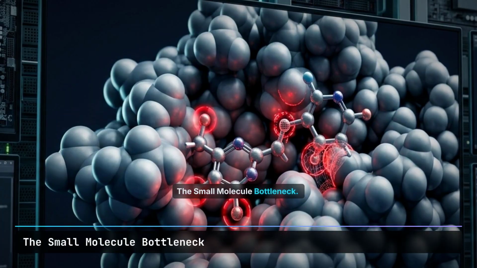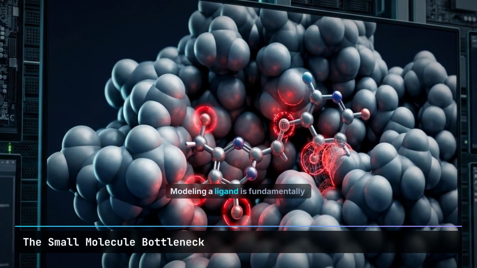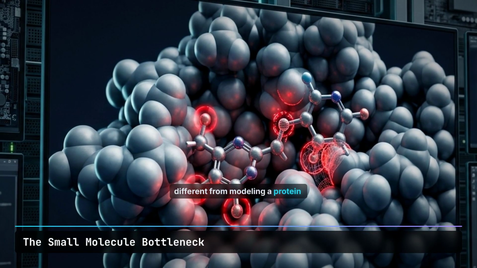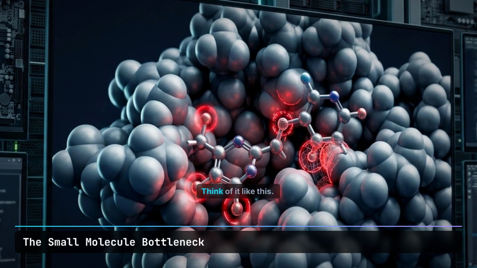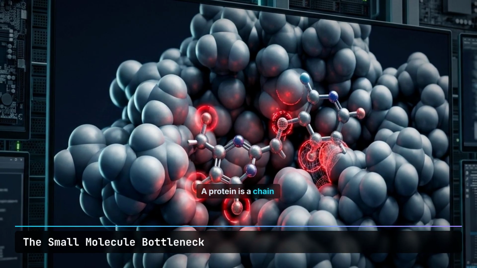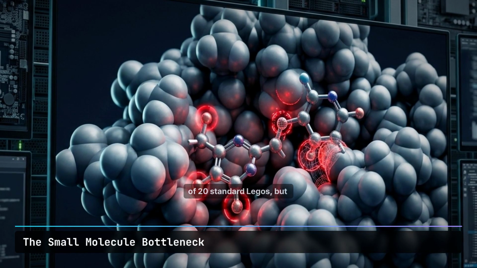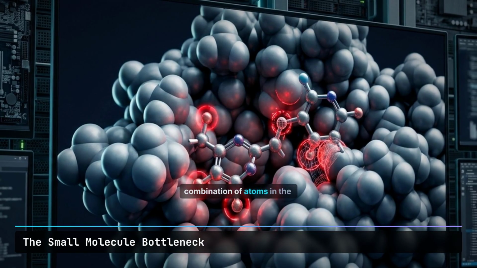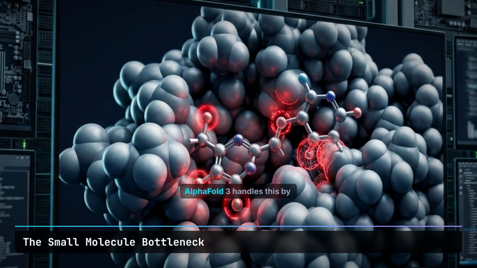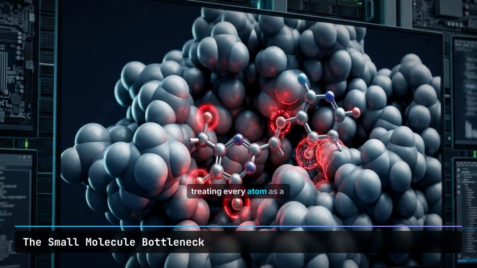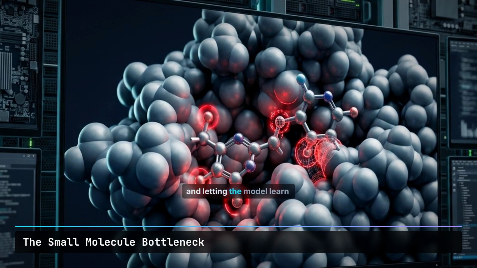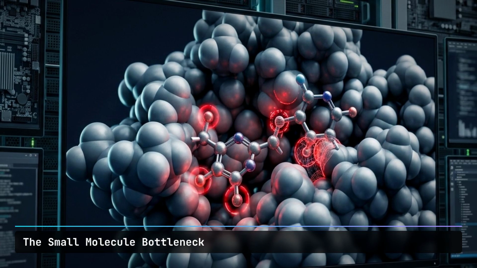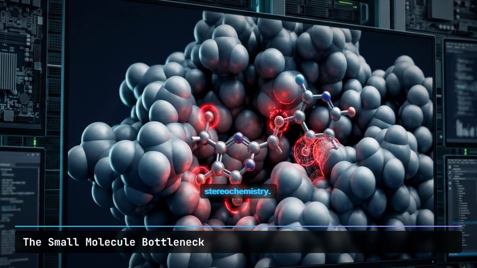The small molecule bottleneck. Modeling a ligand is fundamentally different from modeling a protein because small molecules don't follow the modular rules of amino acids. Think of it like this. A protein is a chain of 20 standard Legos, but a ligand can be any combination of atoms in the periodic table. AlphaFold 3 handles this by treating every atom as a point in a diffusion cloud, ignoring the chemical bonds initially, and letting the model learn the physics of proximity. It's a brute force approach to stereochemistry.